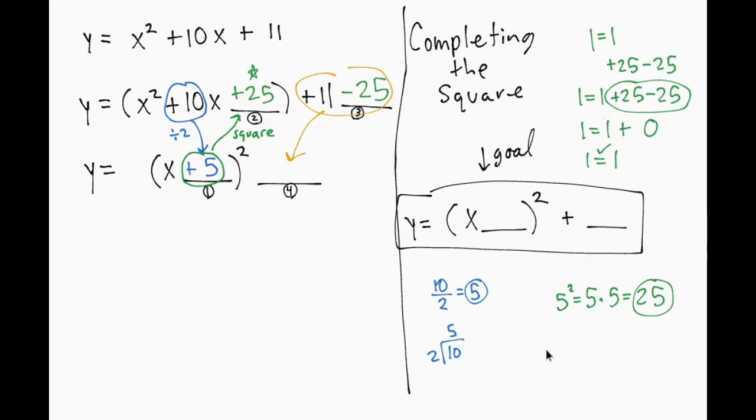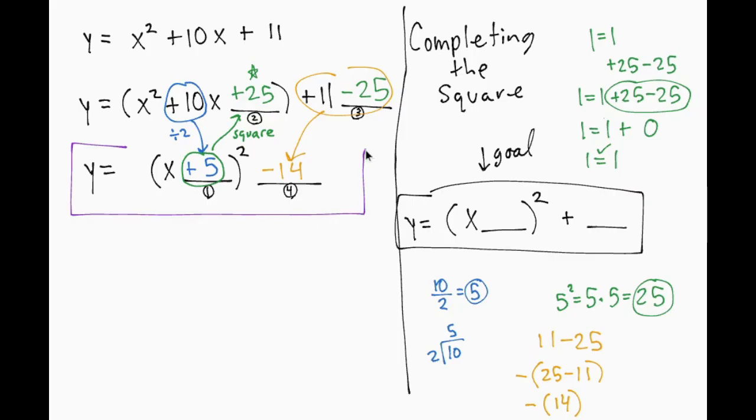The last step is to combine these two terms together, so we need to do 11 minus 25, which is the same as negative with 25 minus 11 in parentheses, which will equal negative 14. So minus 14 is what we put in the last blank space. And once we get to this step we've finished the completing the square process.